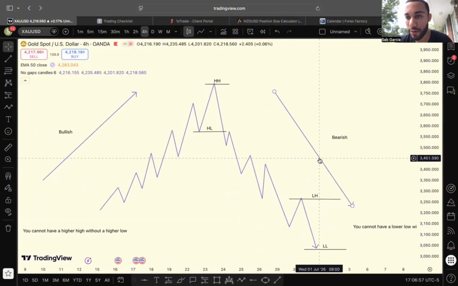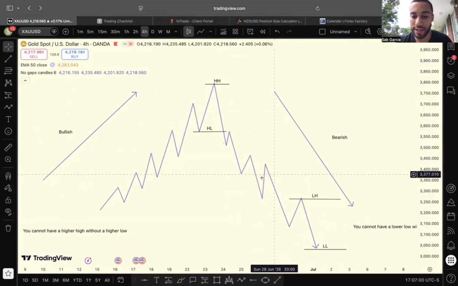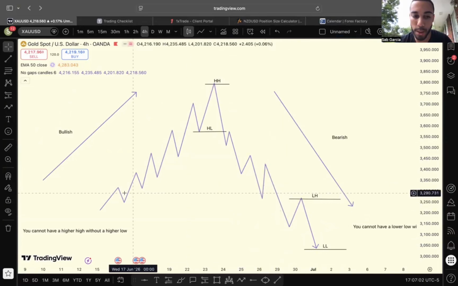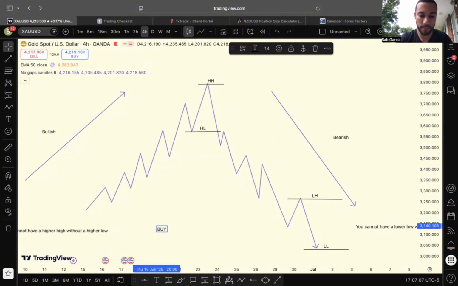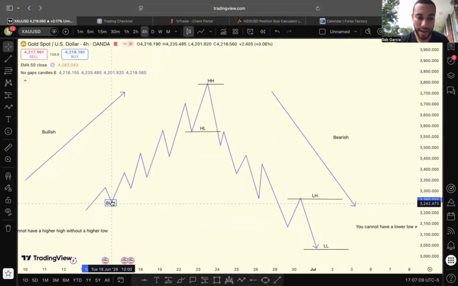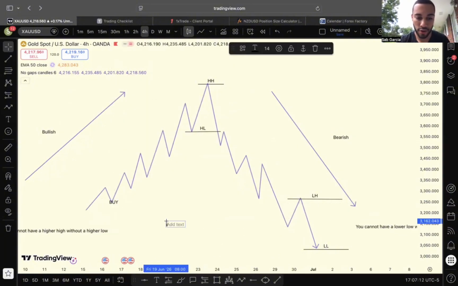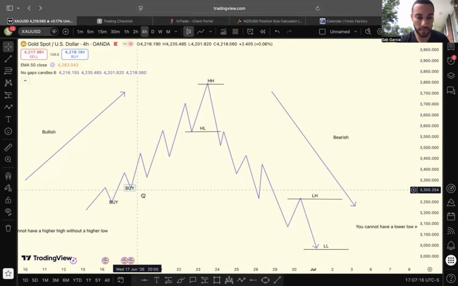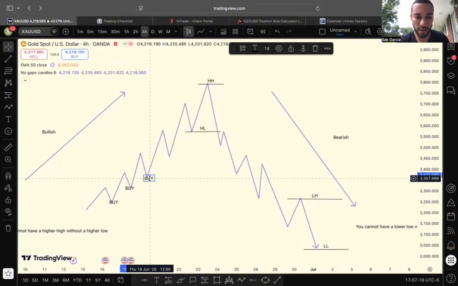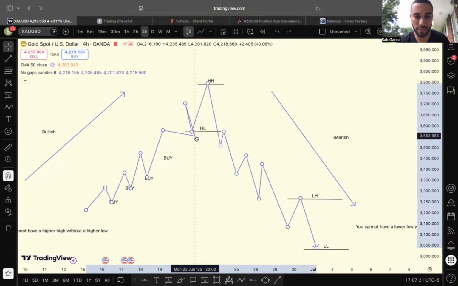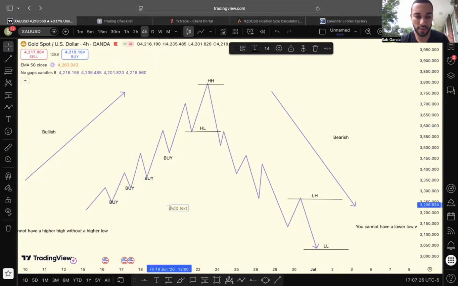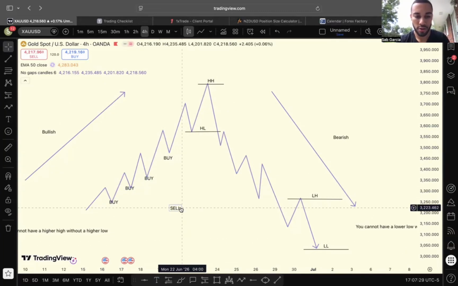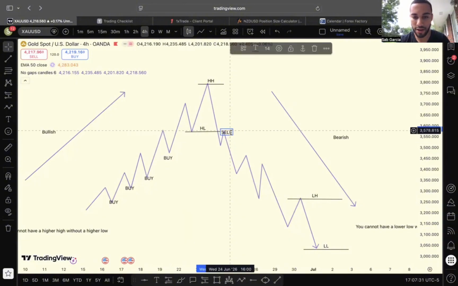Now, the secret to buying and selling, because in a bearish market you would sell, in a bullish market you would buy. You want to buy at these points right here, like I said, at higher low. So you would buy here, you would buy here, you would buy here, you would buy here, you get it, right? And then when it comes to selling, you want to sell at these points, at lower highs.